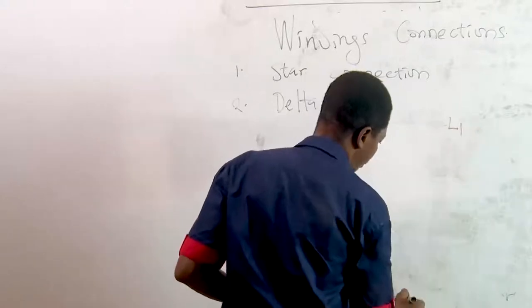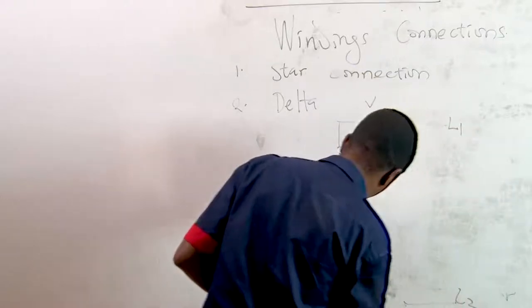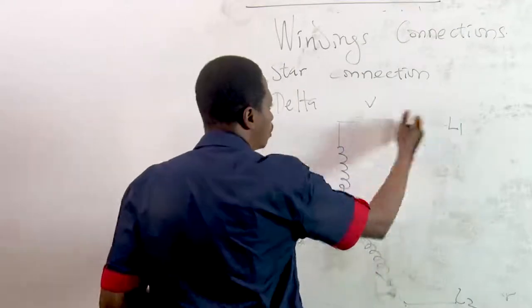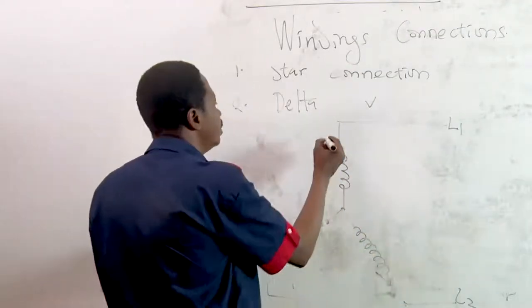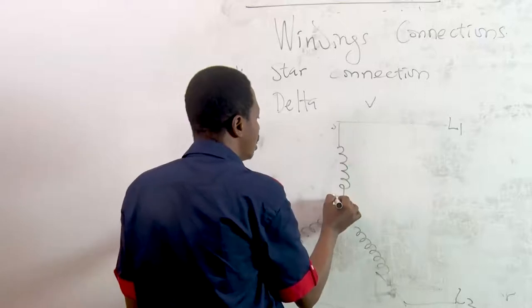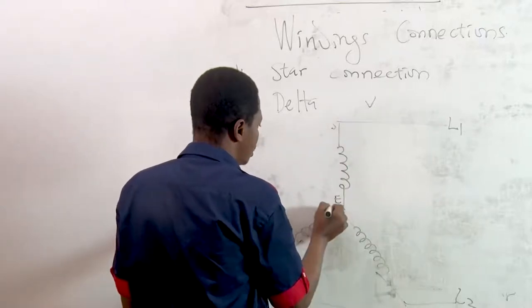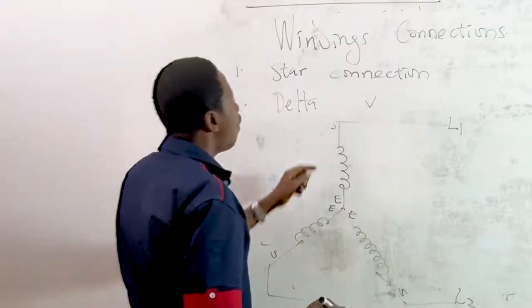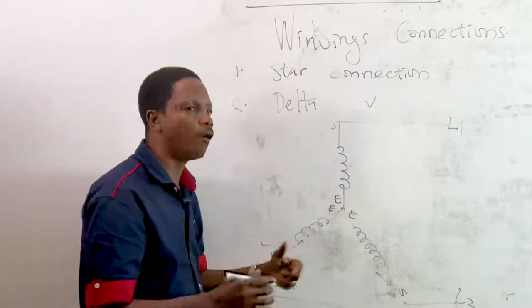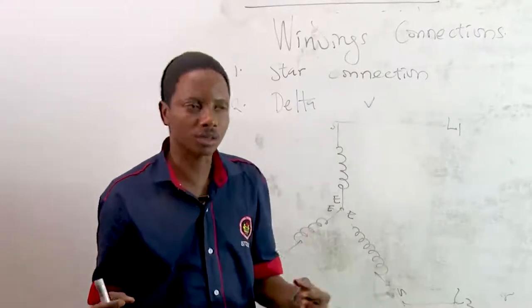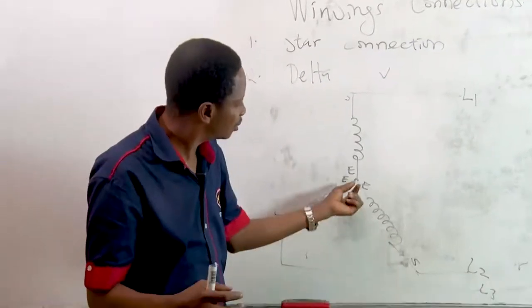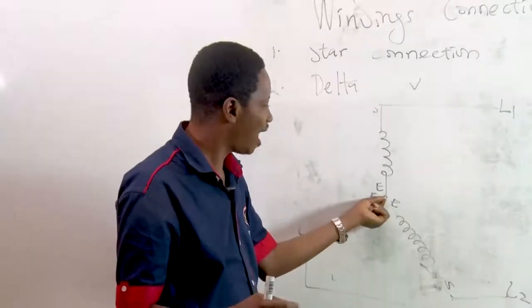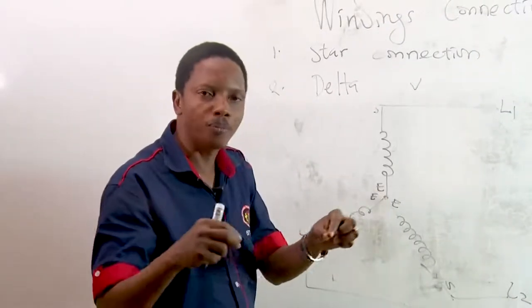This is line one, this is line two, and this is line three. Line one comes in, line two comes in. Star, the winding starts, end, starts, end. All the ends of the motors are terminated together at one point.